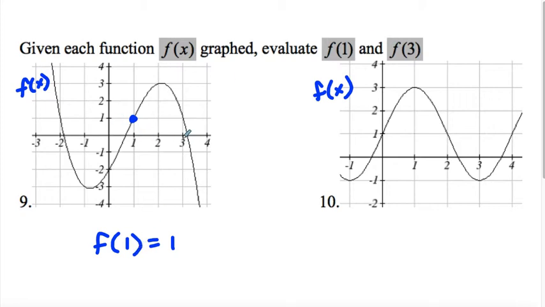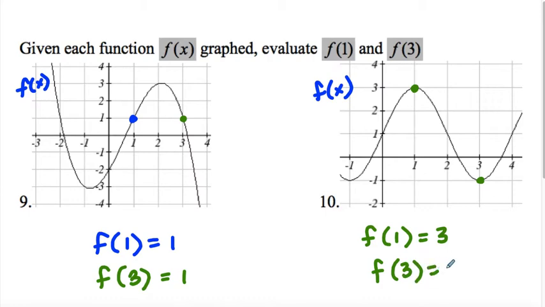All right, f at 3. So I'm going to go to 3. I'm going to find my y coordinate, which is 1. So f at 3 is also 1. All right, let's try the other function, f at 1. So I go to 1 on x, and I see that the f of 1 is 3. So the point 1, 3 is on the graph. Okay, f at 3. Go to my x of 3, and it looks like f of x at 3 is going to be -1. So f at 3 equals -1.